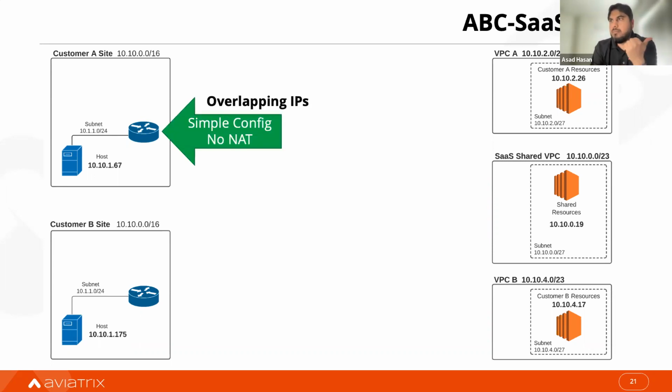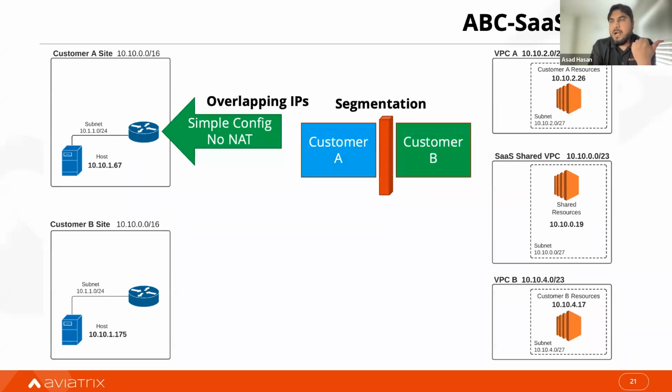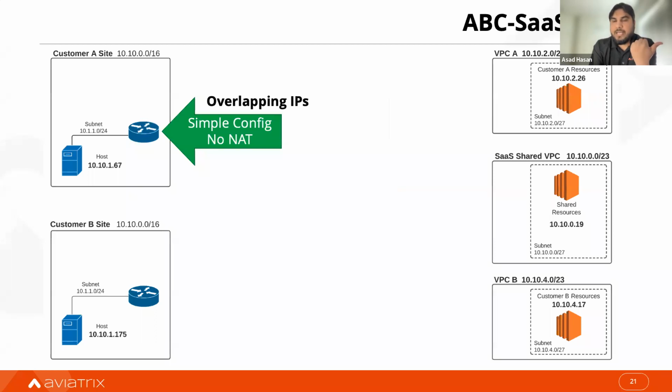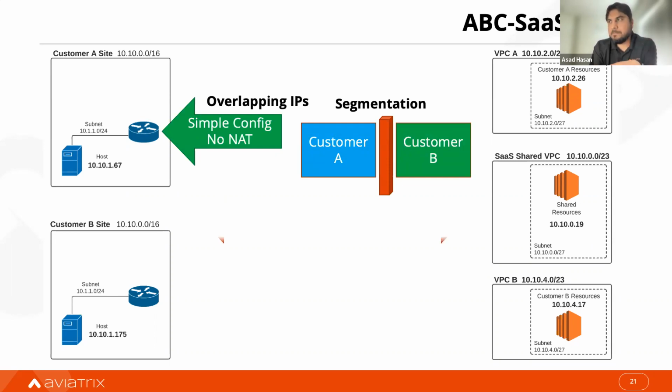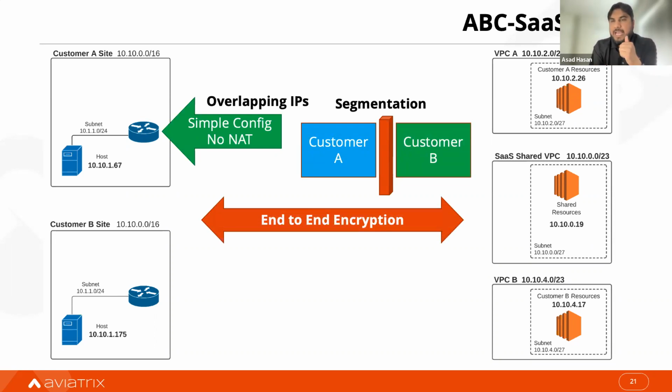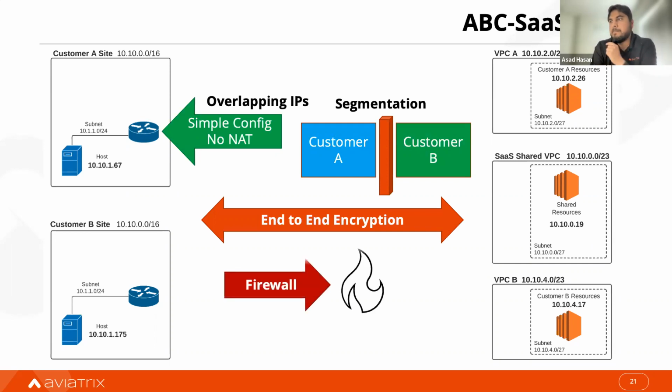So number one, as you can see, we have an overlapping IP. We need to solve this challenge, and to solve that, we need a simple NAT configuration. We don't want any NAT configuration at the customer side. The second requirement is segmentation. We want customer A traffic and customer B traffic completely isolated. The third requirement is end-to-end encryption. The traffic leaving from the customer A side and accessing the application in the SaaS provider, everything in between should be encrypted.